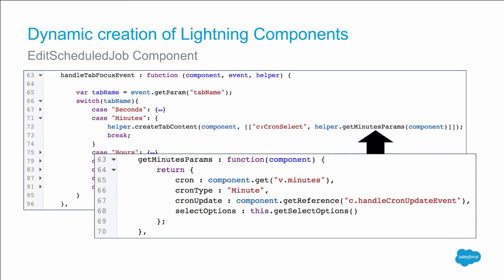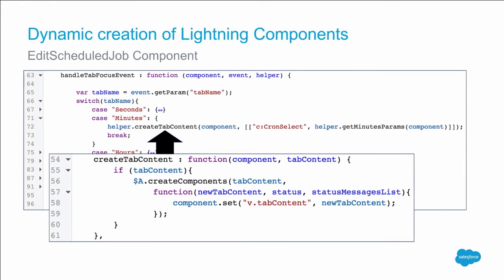So what are we doing here? Well, there's a number of elements. We've got a helper method, get minutes parameters. And this is basically setting up all of our attributes that we want to assign to our newly created component. We've got another helper method, create tab content.